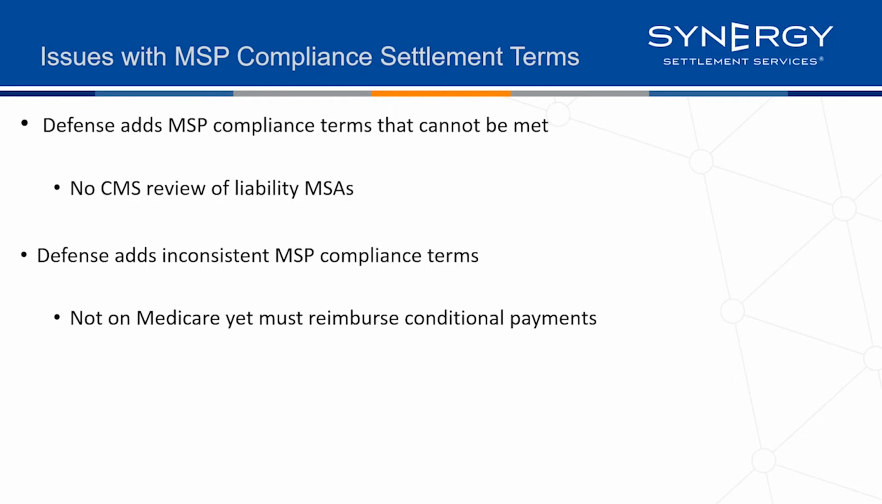Other issues that we've seen in regard to Medicare Secondary Payer Compliance terms are when the terms simply cannot be met. If the provisions require the plaintiff to submit a liability Medicare set aside to CMS for review, that is really not an option most of the time, and it shouldn't be in there. We've also seen very inconsistent MSP compliance settlement terms where in one part of the paragraph, everybody is agreeing that the plaintiff is not on Medicare. Yet a few sentences down, there's an obligation to reimburse Medicare for conditional payments. If you are not on Medicare, there aren't any conditional payments.